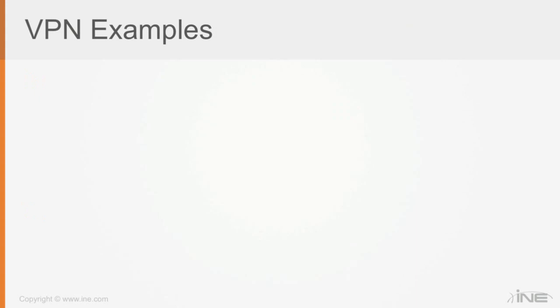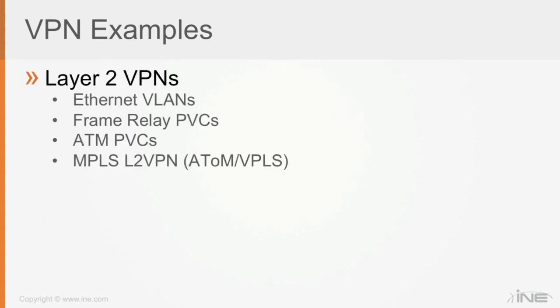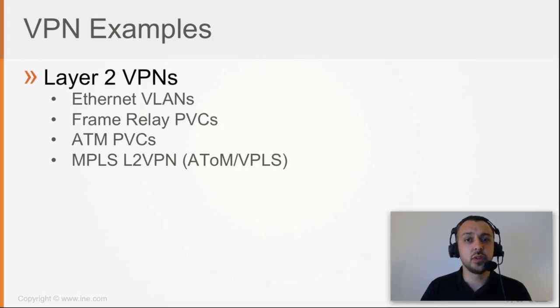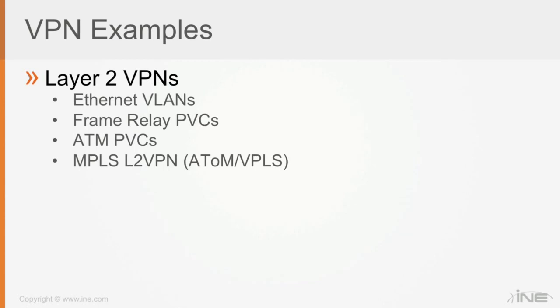So, a couple of VPN examples. We have layer 2 VPNs, like an Ethernet VLAN, or Frame Relay PVC, or ATM PVC, or an MPLS layer 2 VPN, AToM, VPLS, E-LAN, whatever the type of layer 2 VPN is. Those technologies allow you to connect two different sites so that they show up as connected at layer 2, but actually in between those two sites you have a lot of layer 3 or layer 2 devices that provide end-to-end connectivity of type layer 2. So it's not an end-to-end cable between those two sites.